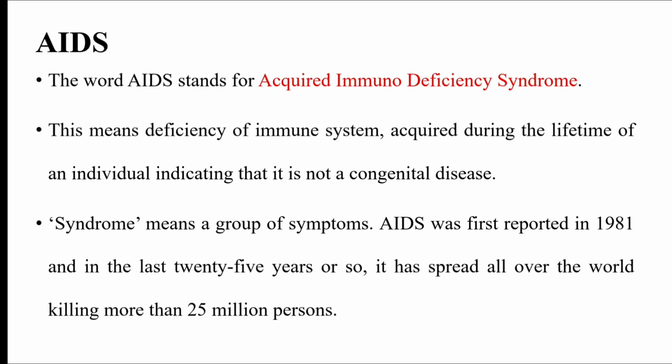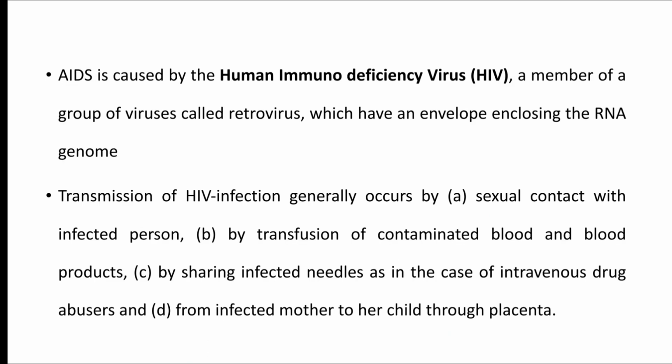Then what is AIDS? AIDS stands for acquired immunodeficiency syndrome. Deficiency means a deficiency in the immune system, and syndrome means a group of symptoms. AIDS was first reported in 1981 and in the last 25 years it has spread all over the world, killing more than 25 million persons. It is caused by the human immunodeficiency virus or HIV. It is a member of a group of viruses called retroviruses, which have an envelope enclosing the RNA genome.